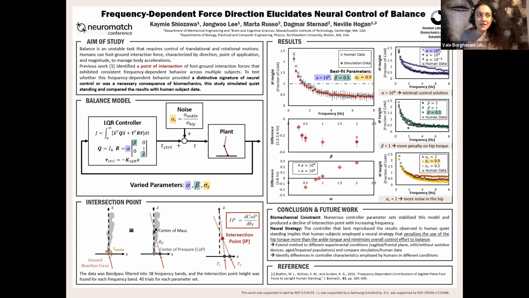Could you perhaps elaborate a bit on this minimal control solution? What do you exactly mean, and how do you ensure that this solution has been met?